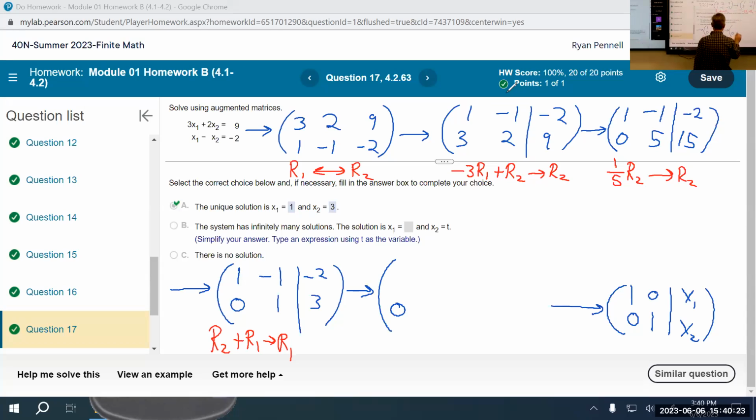So I'm going to rewrite row 2 because it does not change in this step. Row 2 plus row 1. So that's 0 plus 1. No change. 1 plus -1, 0. That was by design. 3 plus -2, 1. And there's my answer.